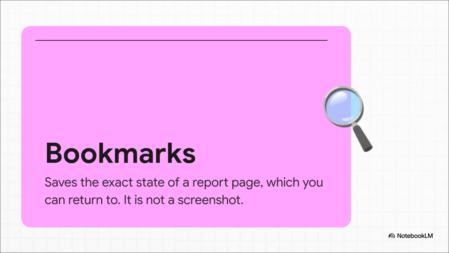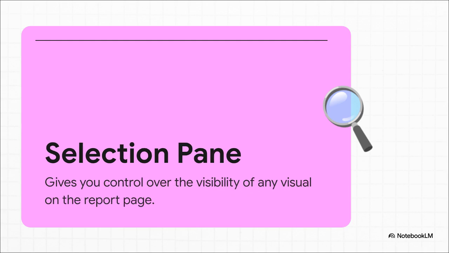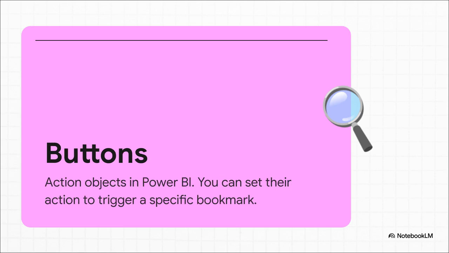Think of a bookmark not as a picture, but a saved, interactive state you can jump back to. And the selection pane? That's your control panel for hiding or showing literally any visual. And buttons? Well, they're the trigger. You link them right to those bookmarks you just made.